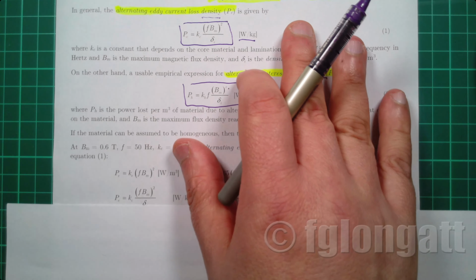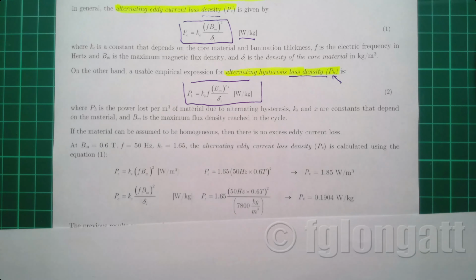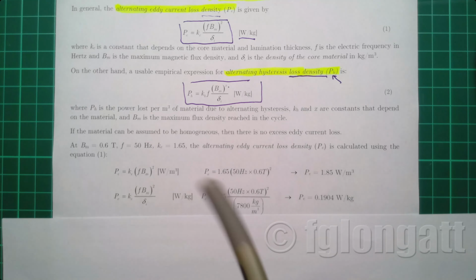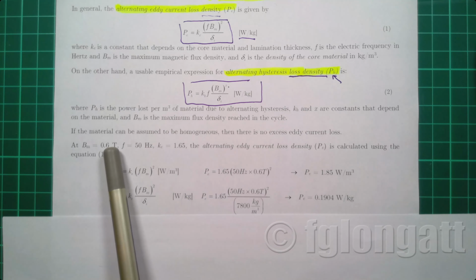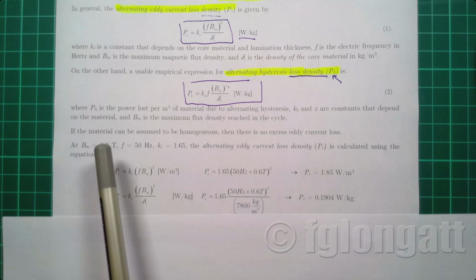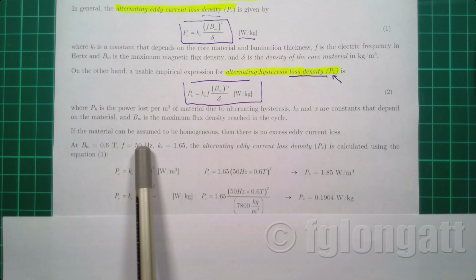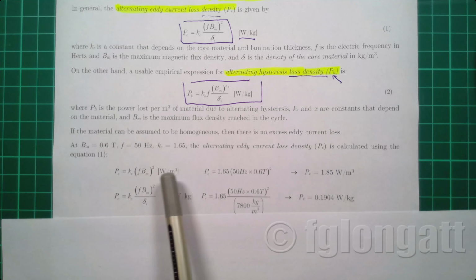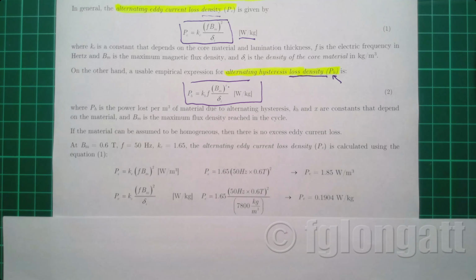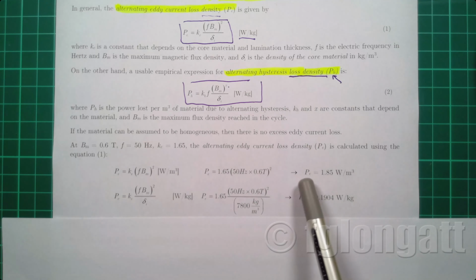So now what we need to do is basically use those equations to calculate first the alternating eddy current loss density, but using the numerical value for the first question. In this case the maximum flux density is 0.6 teslas, and we are working with a low frequency AC signal, in this case 50 hertz. So the first equation over here, we get the loss density in units of watt per cubic meter.